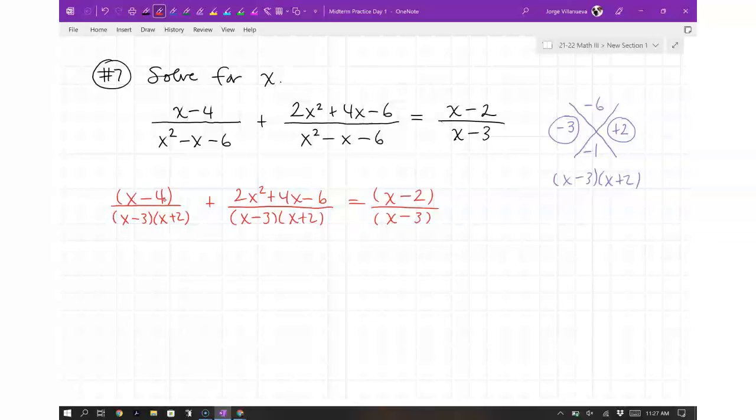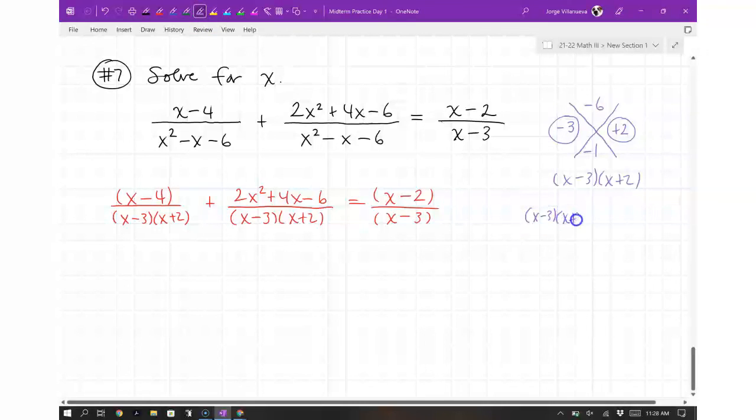And our job right now is to find that LCD. That's our next job. And you're going to basically list your 3 denominators, one on top of the other. So let's go ahead and do that. X minus 3, x plus 2, that's one of them. The other one is x minus 3, x plus 2. And the last one is just x minus 3.